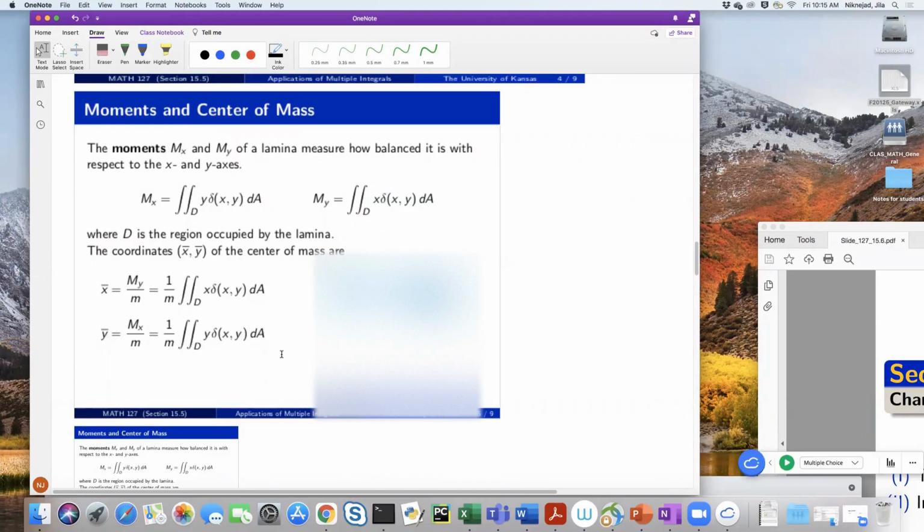Talk about moments and center of mass. So what is happening with the moments and center of mass? Basically, moments is just gathering up. Let's talk about moments, m sub x. So we're talking about moments of inertia.